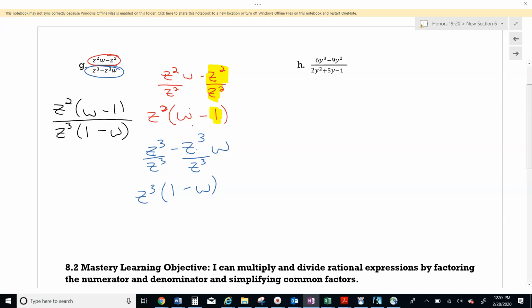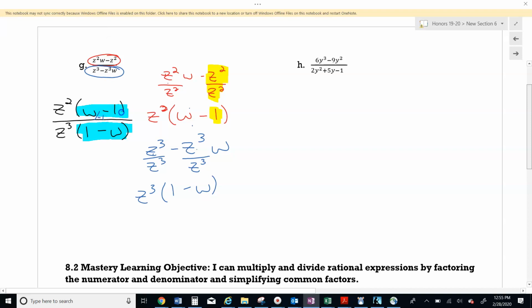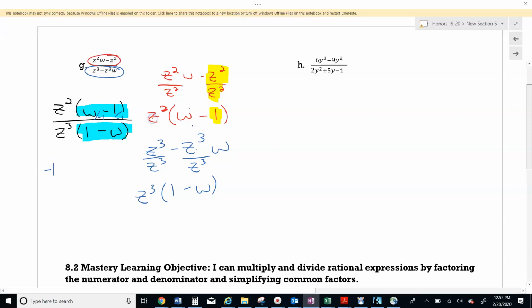When you have something like this, where these are almost the same, but flip-flopped, you can't quite cancel them out. Subtraction is not commutative. It is not exactly the same. What you can do is from one of them, and I usually choose the top, the numerator, I'm going to take out a -1. So I'm going to divide both of these by -1. The -1 pops out, just like the z squared pops out, right?